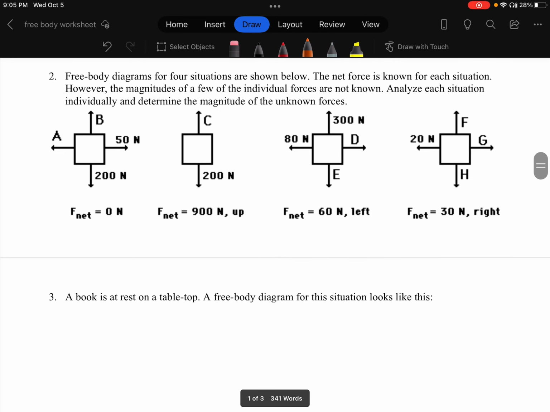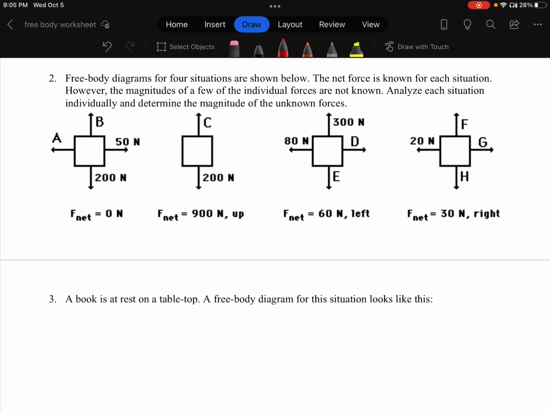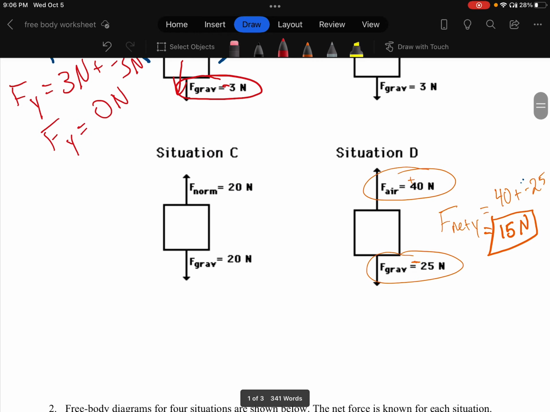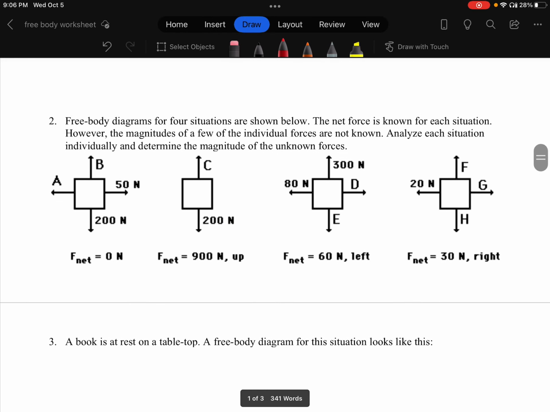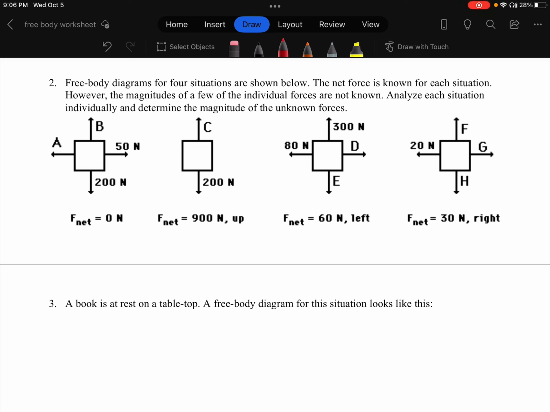Lovely. Okay, so free body diagrams have 4 situations. Analyze the results. Okay, so we know the net force. Basically, it's telling you what the net force is. I kind of see what it's trying to say here. Same deal. It's saying we know here that the overall force, the net force, is 0.